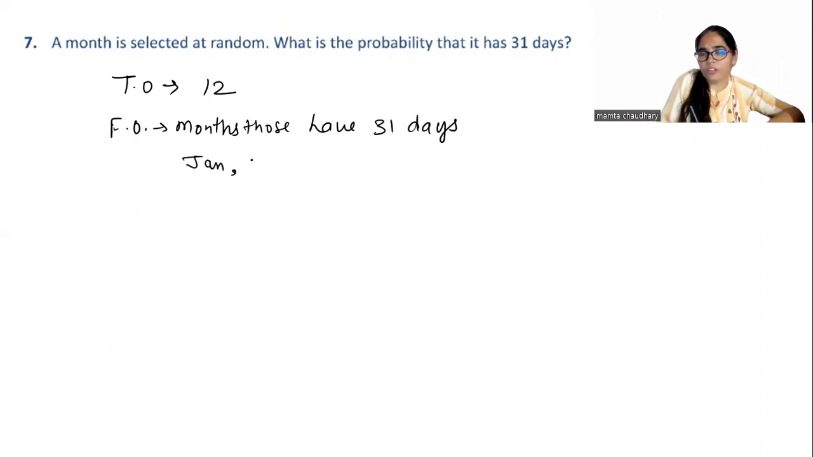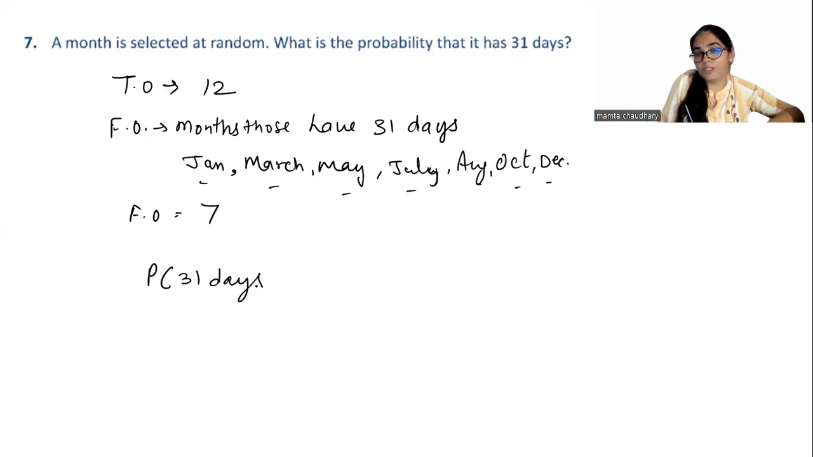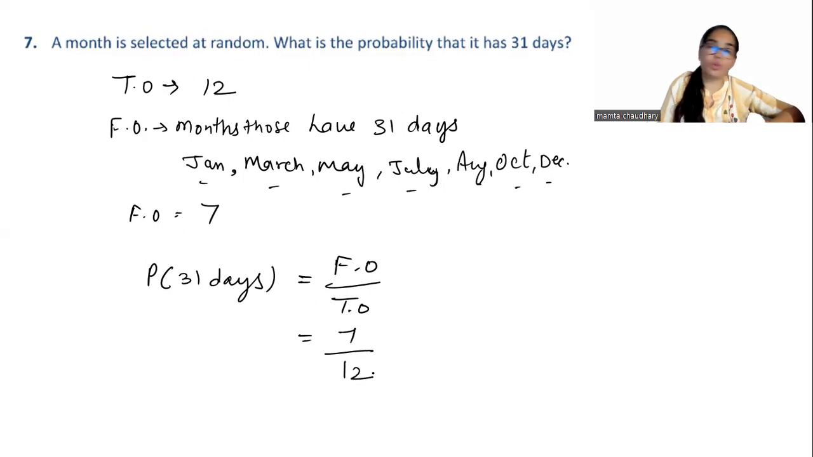January, March, May, July, August, October, and December. Right? So how many are the favorable outcomes? 1, 2, 3, 4, 5, 6, 7. There are 7 favorable outcomes. So what will be the probability of getting 31 days? Favorable outcomes upon total outcomes. Favorable is 7, total is 12. 7 by 12 is the answer.